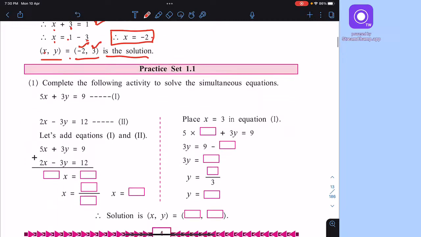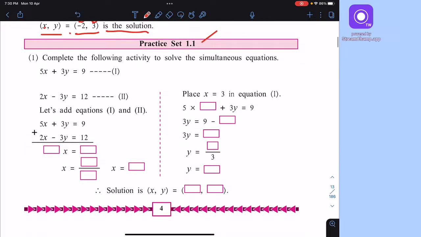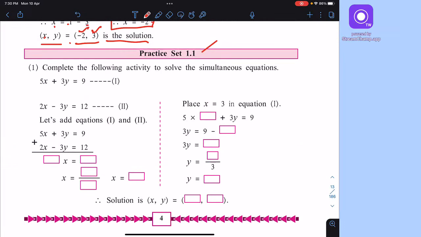We can start practice set 1.1 also. Complete the following activity to solve simultaneous equations. First equation is 5x plus 3y is equal to 9. Second equation is 2x minus 3y is equal to 12. So let us add. Why add these equations? You will find that here you are having plus 3y, here you are having minus 3y. If you add, they will cut.